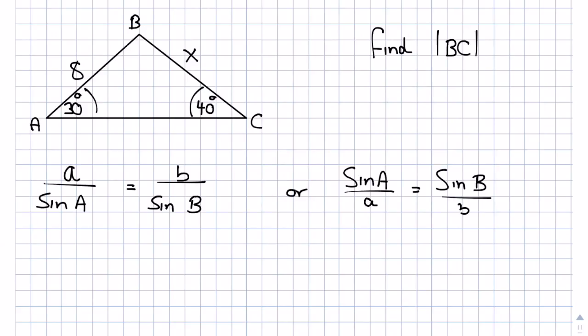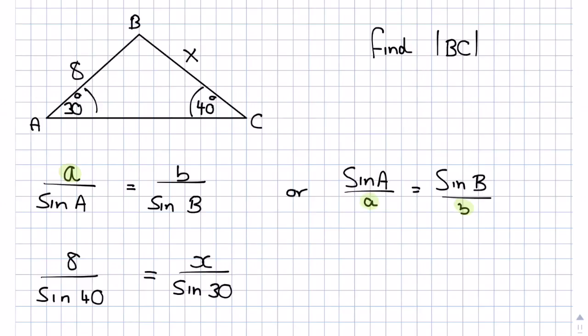Because the unknown I have is a side, I don't want the side to be the denominator in a fraction, because that makes it a tiny bit more awkward to solve. I'd like this side to be the numerator in the fraction, so I'm going to use the formula on the left. So what I know is 8 over the sine of its angle, and remember its angle is 40. So 8 over sine 40 will be the same as x over sine 30.